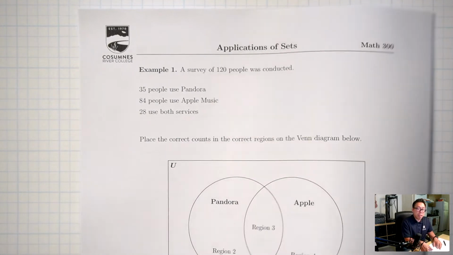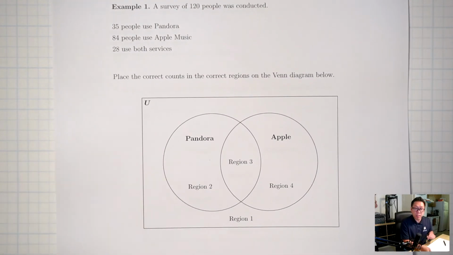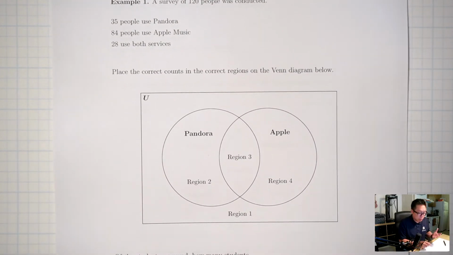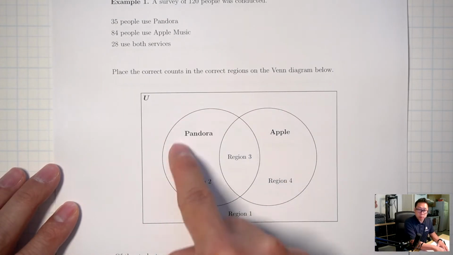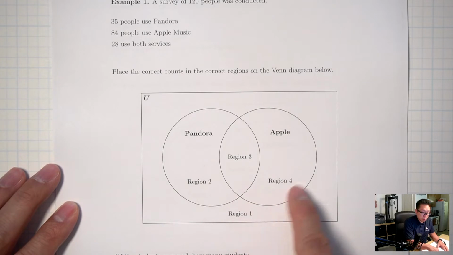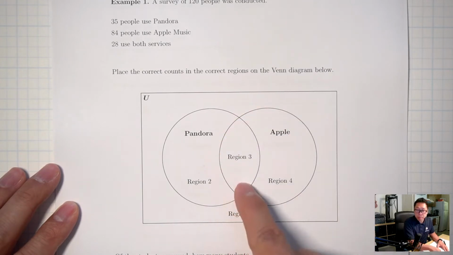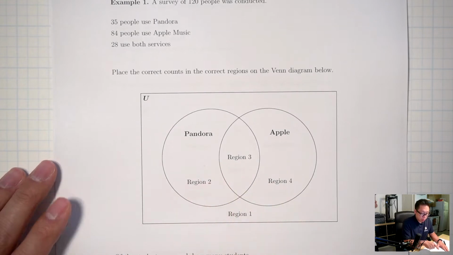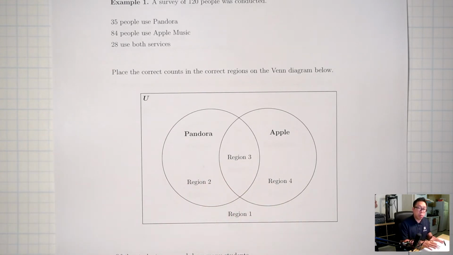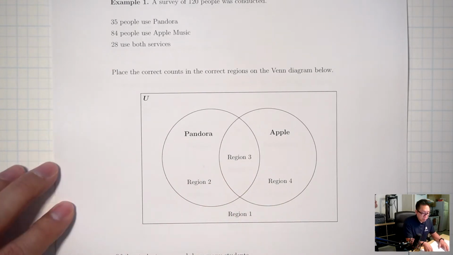So what's going to help us answer these questions is this Venn diagram. In this Venn diagram, I have a circle for Pandora, so that's going to represent the people who use Pandora. I have a circle for Apple, that's going to represent the people who use Apple. And I have 4 regions here, region 1, 2, 3, and 4. And what I want to do here is put numbers in each of these regions.